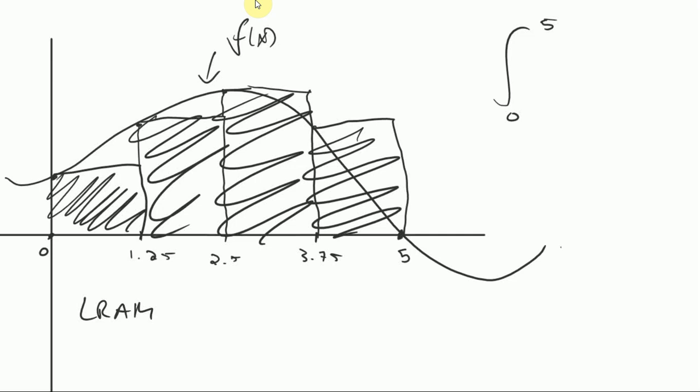This would be LRAM, the left Riemann sum, because we're starting on the left side, and then we're going across like that. LRAM with 4. We don't say rectangles because that makes too much sense. So instead we're going to say equal subintervals. All right, and that's that. That's LRAM. Now what if I wanted to do RRAM?